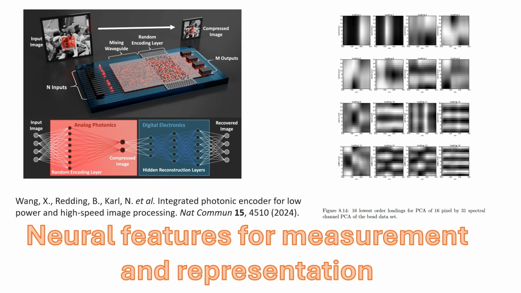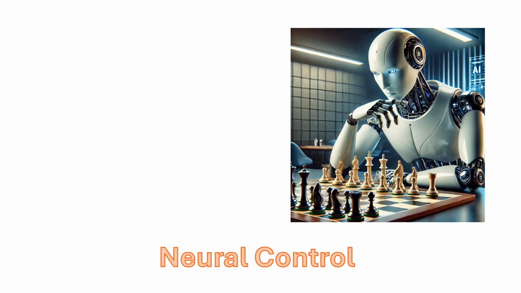And finally, a third application is neural control. And the most direct example of that would be using neural networks to control gameplay. So, neural networks can be used for optimization, and here we want a robot to decide what kind of move to take in a game.